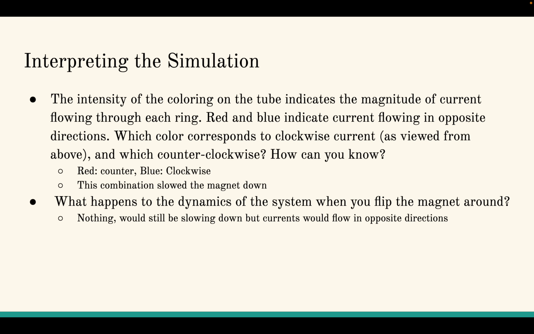So the intensity of the coloring is shown with the current. Red is counterclockwise, blue is clockwise, and we can tell that based off of this combination slowing the magnet down. The system, nothing really changes when we flip the magnet around. The currents flow differently, but F magnetic still opposes F gravity, so we would be slowing down as compared to if you just dropped a magnet not inside of a foil tube.